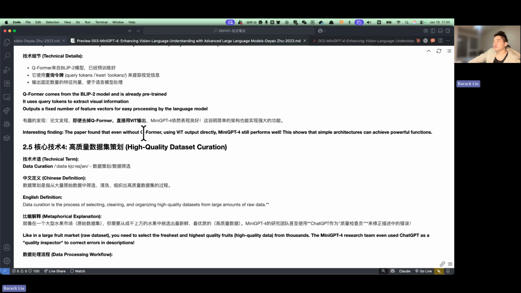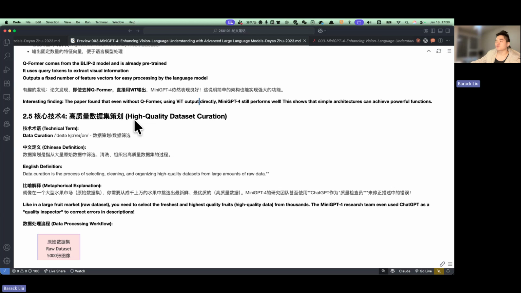I forget what is ViT again. Hey, let me see. Have I asked it to explain the abbreviation? Yeah, I asked it to provide the abbreviation, but it doesn't explain what it means.